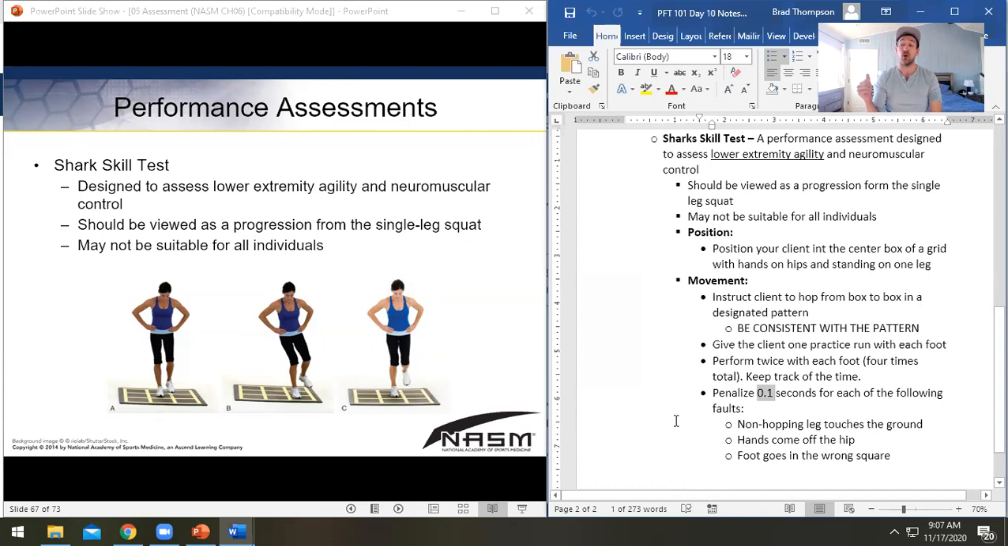So you're going to have a stopwatch. The Davies test was how many touches in 15 seconds. The shark skill test is just how fast can they perform it. So you're going to go 3, 2, 1, go. You're going to hit that stopwatch. They're going to do the designated pattern, and when they return to that center box at the very end, hit that stopwatch and let them know how long it took.